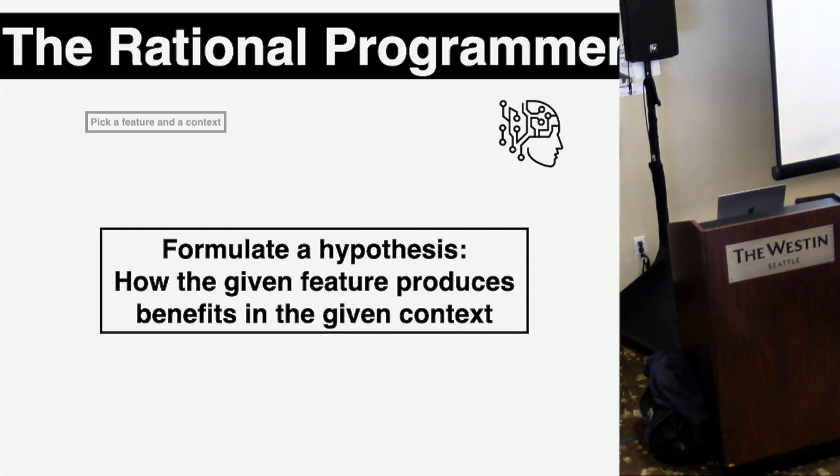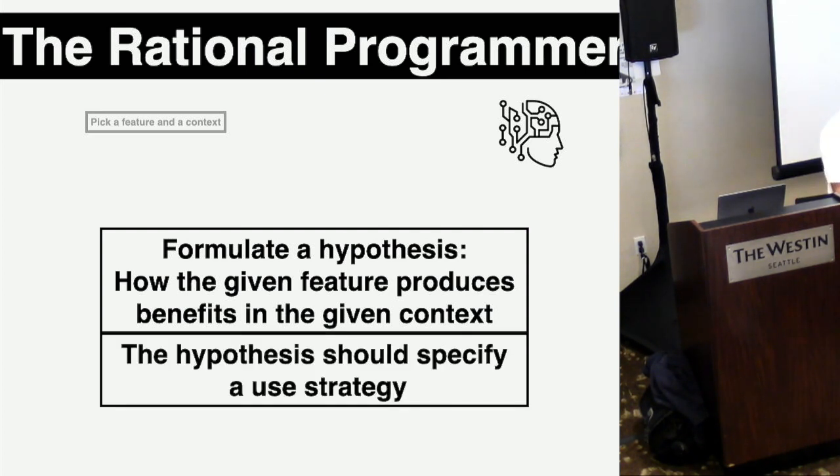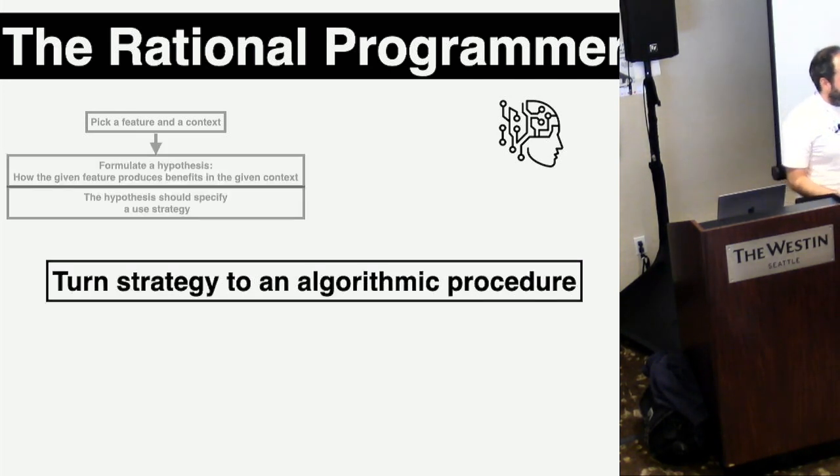This is a little bit vague, but the rational programmer actually asks us to do something a little bit more specific. It's not just about the how, we need to specify a use strategy. For instance, I'm going to use the gradual type system in a particular way in order to figure out where, let's say, a dynamic type violation, where is the root of such a violation. Okay? Once we have the use strategy, the next step is to turn it into an algorithmic procedure. Okay? This algorithmic procedure is actually the namesake rational programmer because it's an abstraction of a programmer working in that context to achieve a specific goal.